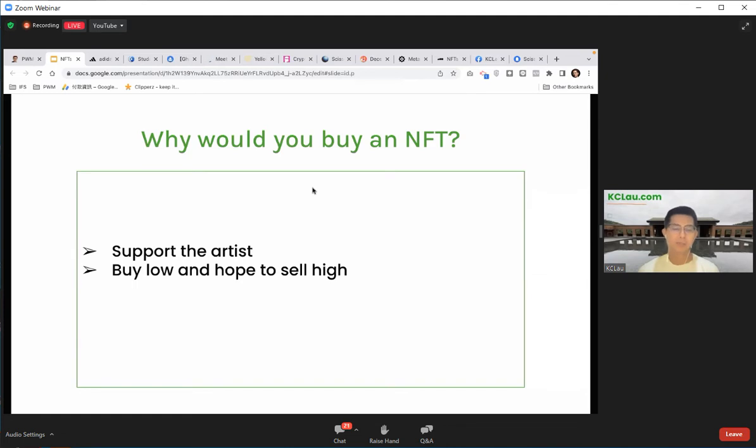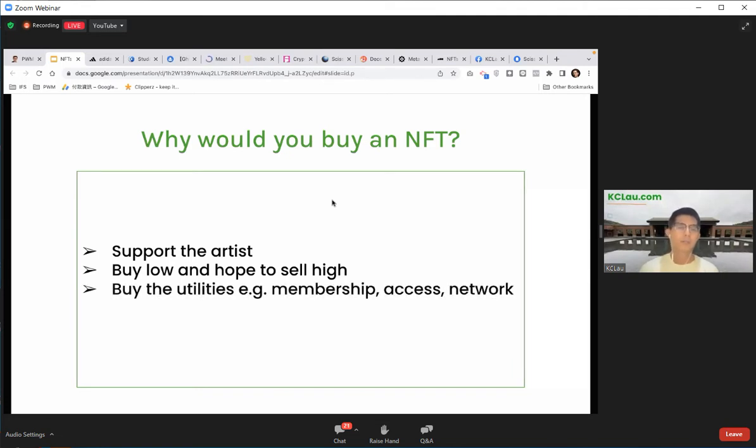And the other reason, some people want to make money out of it. They buy low and hope to sell high. Then you're actually speculating in that market. There's nothing wrong with that. It's just like people buying lottery. It's not wrong to buy a lottery. Just like people speculate in the stock market as well, they buy shares and hope to sell at a higher price. You can speculate. That's not illegal. That's not wrong. There are a lot of people actually doing that. So buy low and hope to sell high.